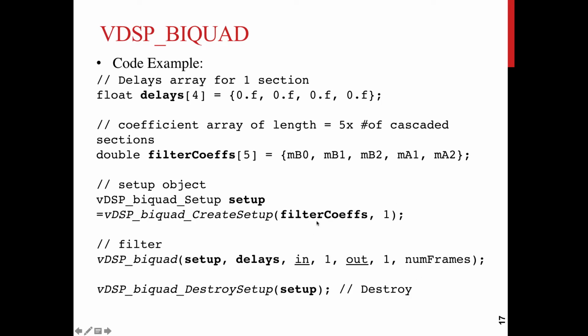So we pass our filter coefficients into this vDSP_biquad_CreateSetup, and store it in an object called setup. Then, when you're ready to filter, you have your setup object, and your delays of all of your previous states. You need to make an input and an output array. Right? These should be float arrays. And your number of frames. In this case, our number of frames is going to be 1.